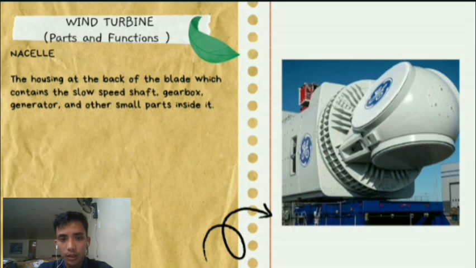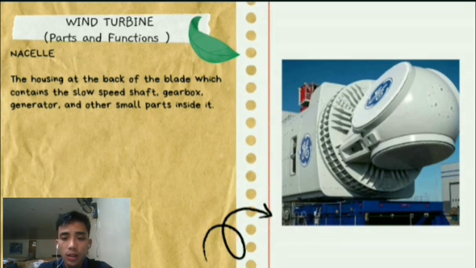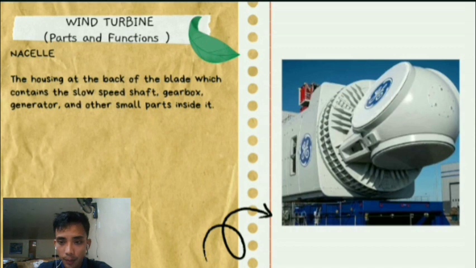At number 6 po natin, cooling system. Components within the nacelle, such as the generator and power electronics, generate heat during operation. Cooling systems help dissipate this heat to prevent overheating and ensure the turbine's efficient operation. So, yan po yung parts ng nacelle natin.